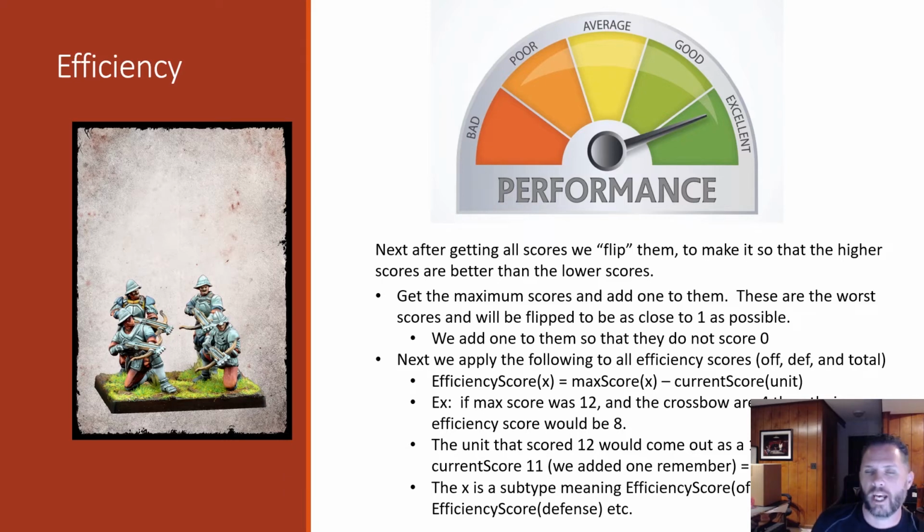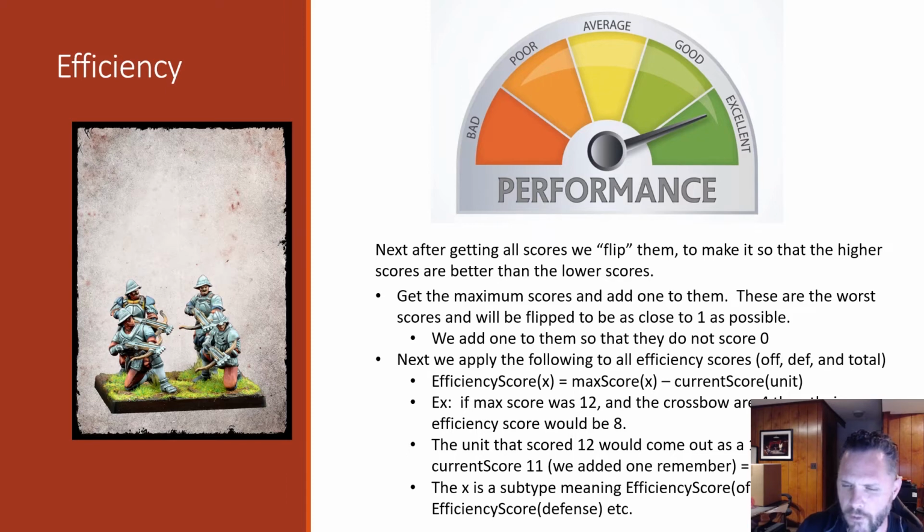And I add 1 to it. The reason I'm going to add 1 to it is because I don't want any scores to be 0. I want them to be a minimum of 1, because 0 is, to me, a useless number. It means you're totally useless. You have totally no efficiency, which is not true, in my opinion. I want the min to be 1. Anyhow, I flip those around. To flip them around, I give you my algorithm here. It's simply saying the efficiency score of X, where X is the subtype, meaning offense, defense, or overall, is equal to that max score that I just calculated minus their current score. And what that does is basically flip them around.